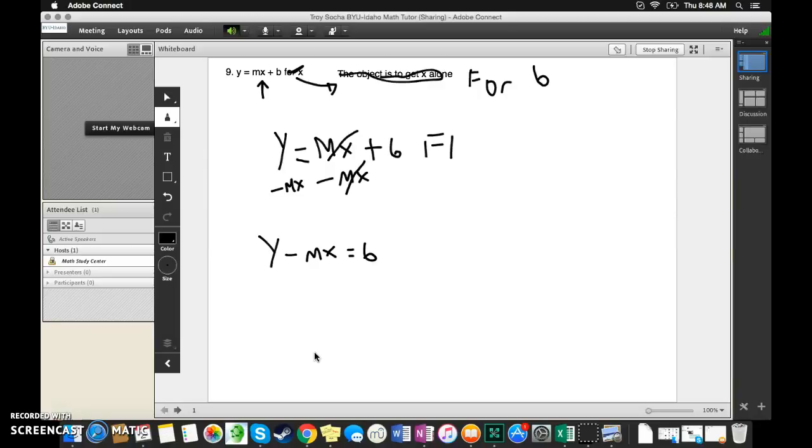This is how you solve for specified variables. You find the variable you are looking for, whether it be b or x, and you figure out how to undo it. In the case of b, we added an mx. We can put a plus here. So we added an mx to a b. We needed to get rid of that. We subtracted an mx, and we got rid of it.